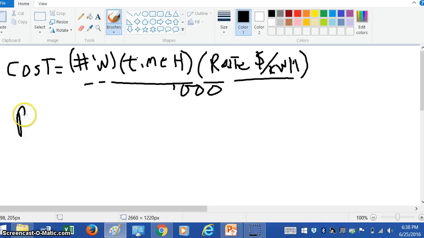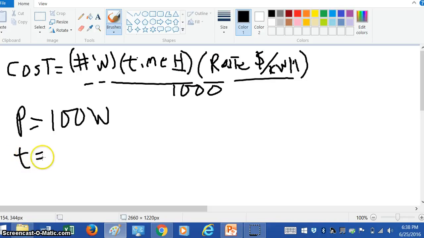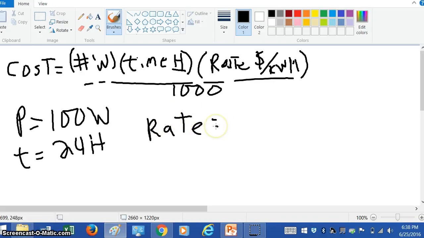Okay, so we know the power is 100 watts, and the time has to be in hours in this equation. So let's say we had a time. Let's do it for 24 hours. So you're leaving a 100-watt light bulb on. Suppose you're leaving your home, and you're going to leave a 100-watt light bulb on for the whole day. Let's say the power company charges us a rate, and this is the kind of thing that's given to you, and you just plug it into the formula above.